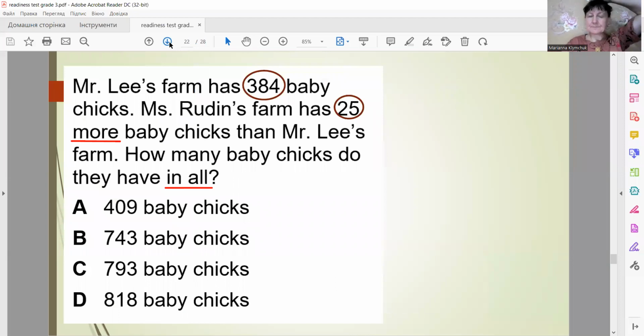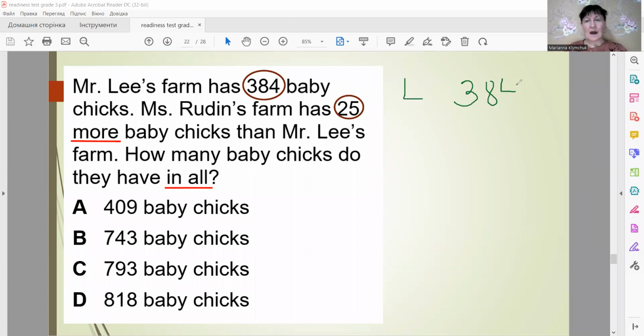Okay, this task will be a bonus task. Not a must, but everyone who finishes early and wants to do something more for a bonus point, you may do this task. This is a little bit complicated task, but still not very difficult as you may think. Mr. Lee's farm has 384 baby chicks. So this is our Mr. Lee. He has 384 chicks.